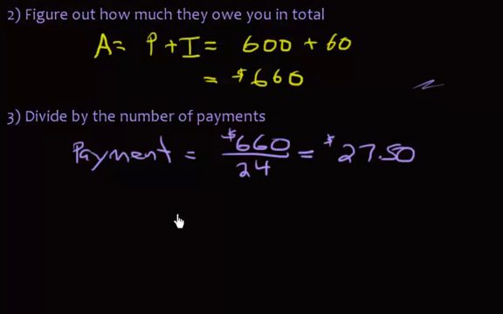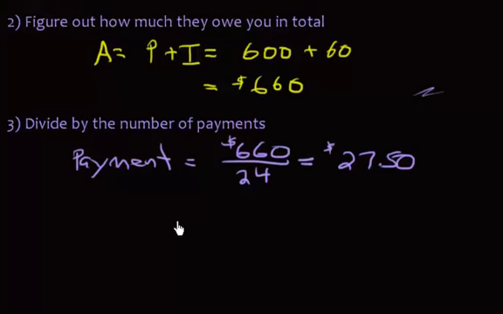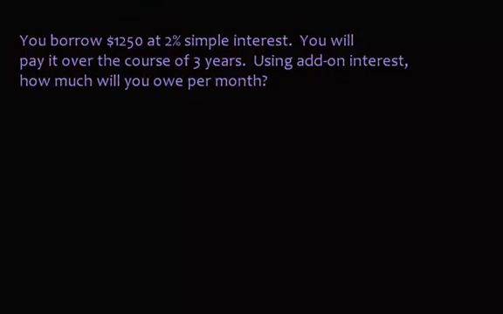I'd like you to try an example. Let's say you borrowed $1,250 at 2% simple interest. You will pay it over the course of 3 years. Now using this add-on interest process, how much would you owe per month? Give it a shot, but what you'll find is that you'll have to make payments of $36.80, and I'm going to round to 1 penny here, so $36.81.